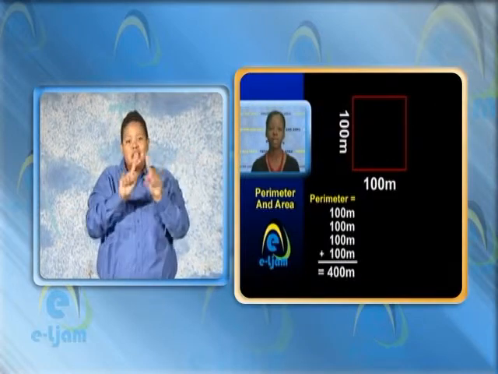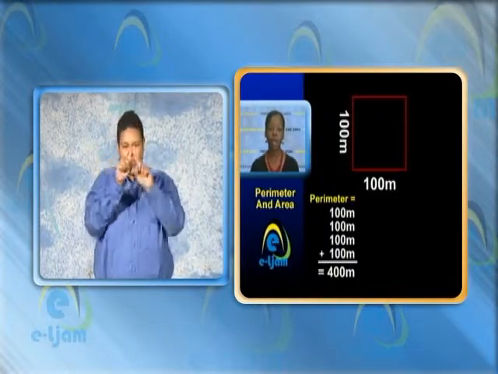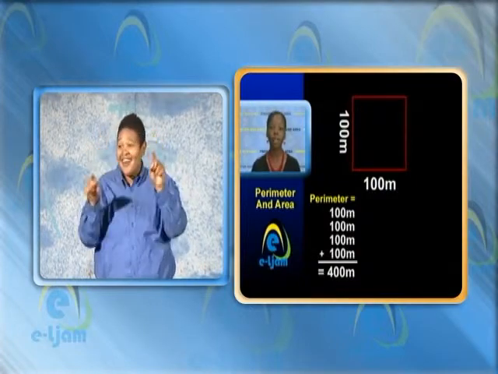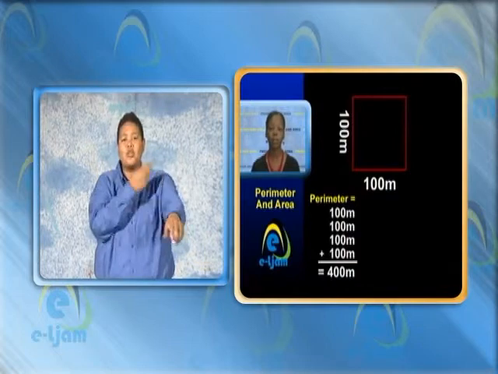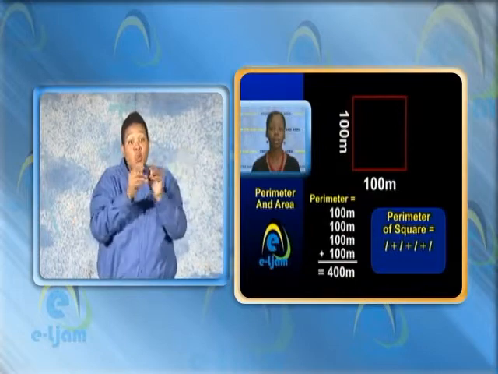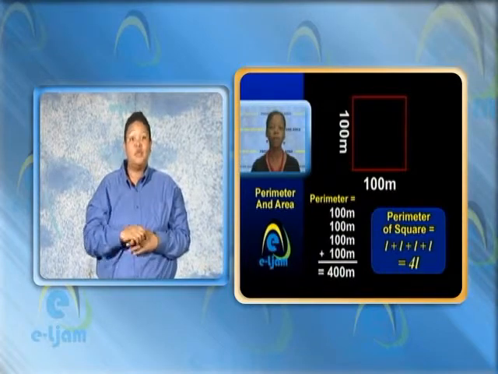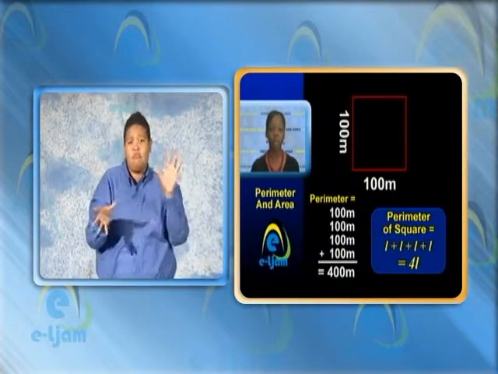The perimeter, being the total distance around the shape, suggests that we add all four sides, so the perimeter would be 400 meters. We can use our calculation to derive a formula for the perimeter of any square. Since the length of all the sides are the same, we can represent the length of one side using the letter L. Therefore, 4 equal sides suggests that the perimeter would be equal to L plus L plus L plus L, which is 4L. So the formula for the perimeter of a square is L plus L plus L plus L, or 4L.